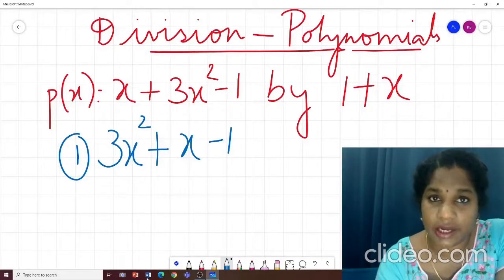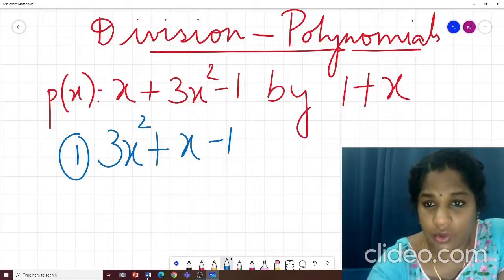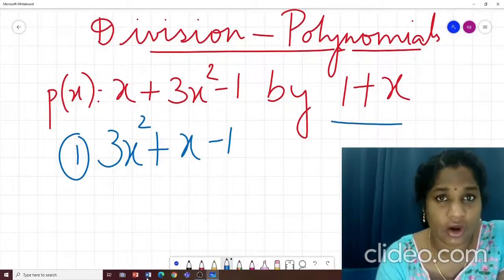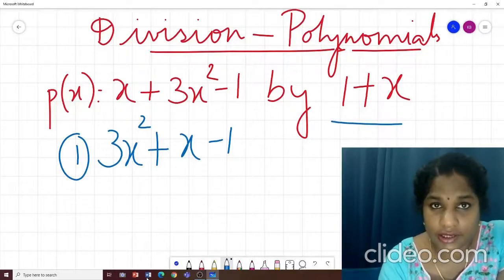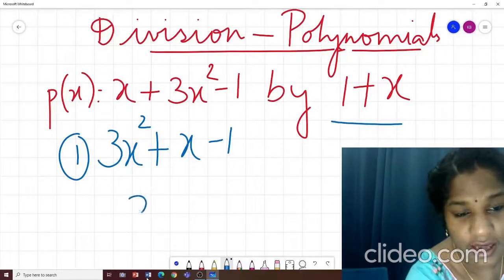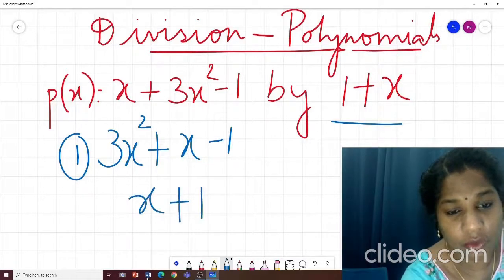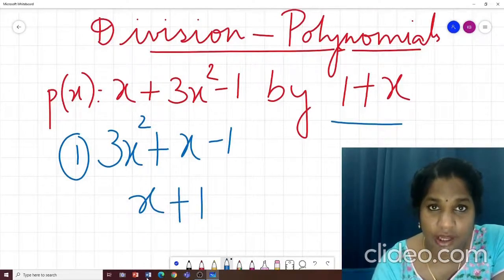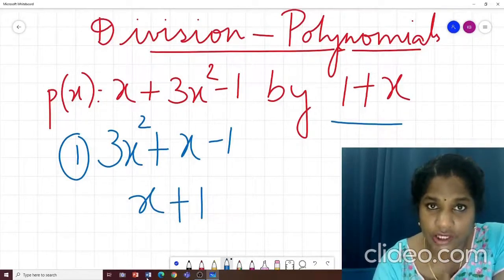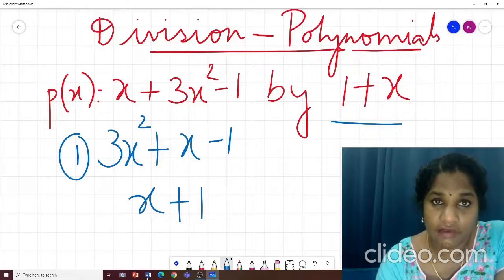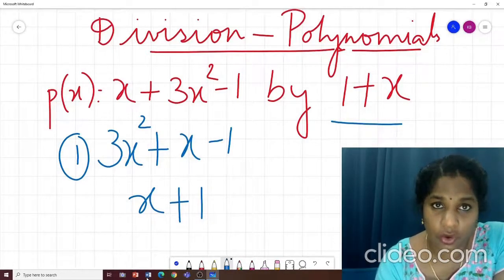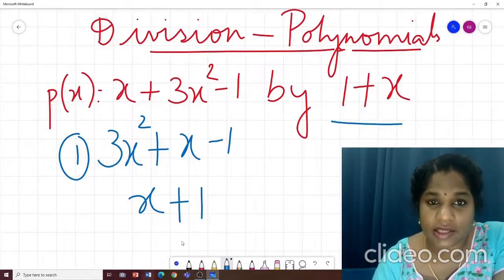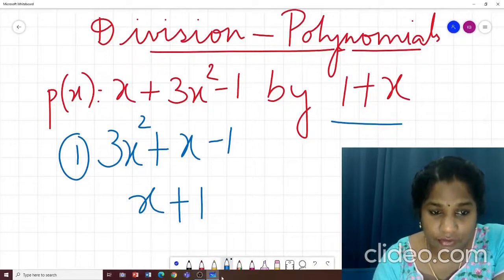Now let me go ahead and check my divisor. How is it looking? 1 plus x. So is it in the degree order? No. So how will I write it? I will have to write it x plus 1. First and most important step before you do division, the first step is standardizing. Even if you are practicing at your home, please make sure that you give importance to this step. Otherwise, everything goes wrong. Okay.